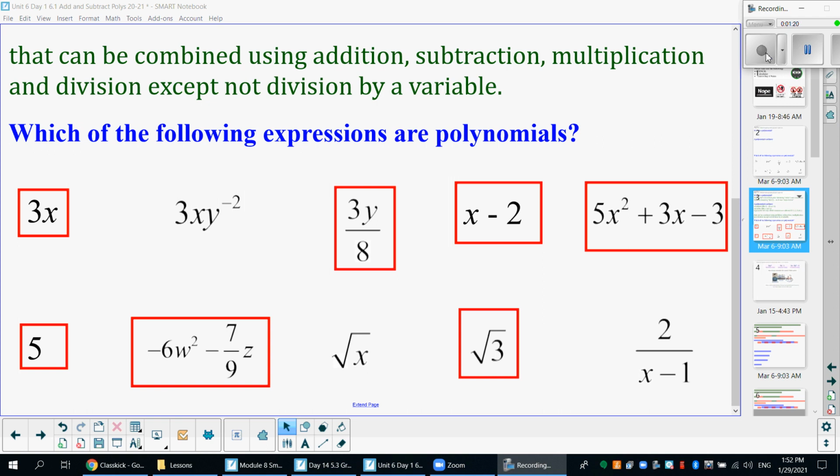The ones that were excluded, like 3xy to the negative second, were excluded because the exponent is a negative number, right? It wasn't a whole number. The square root of x was excluded because the radical, remember, is also an exponent of 1/2, and an exponent of 1/2 is not a whole number. Our third one, 2 divided by x minus 1, is dividing by a variable in the denominator, and that's why that term was excluded.